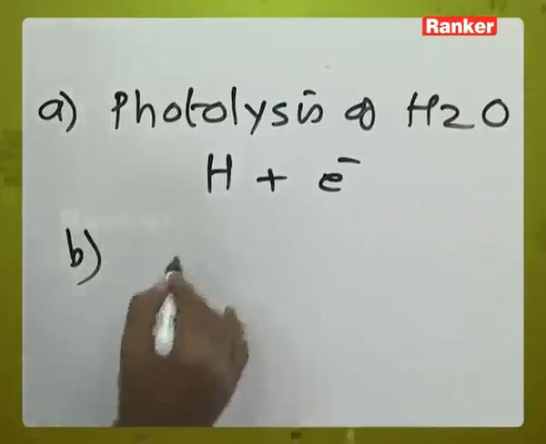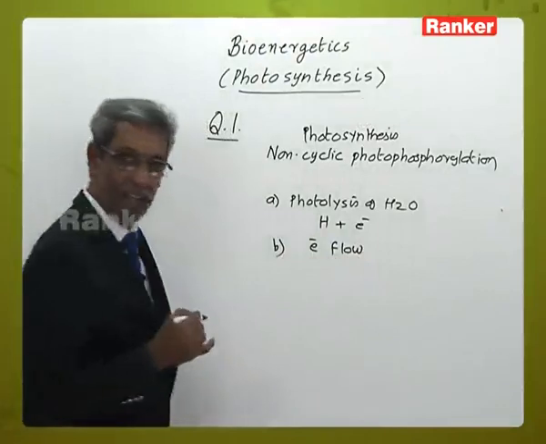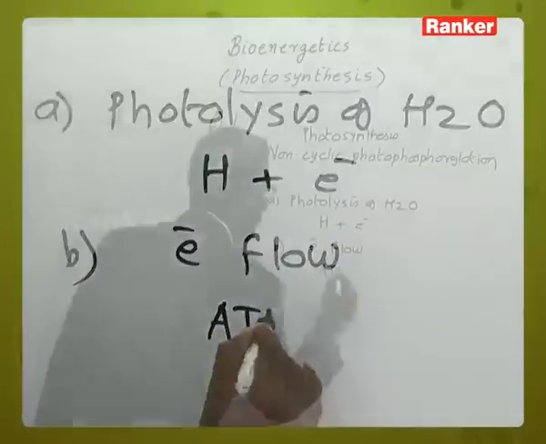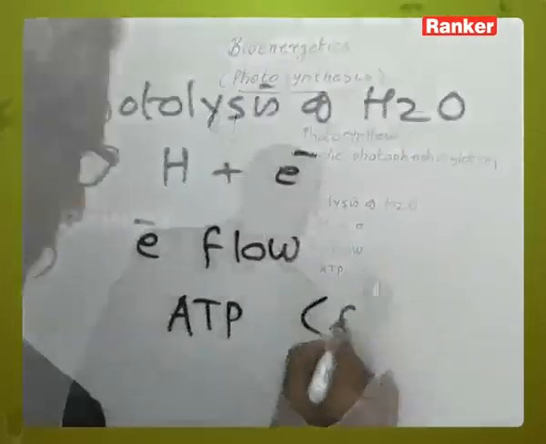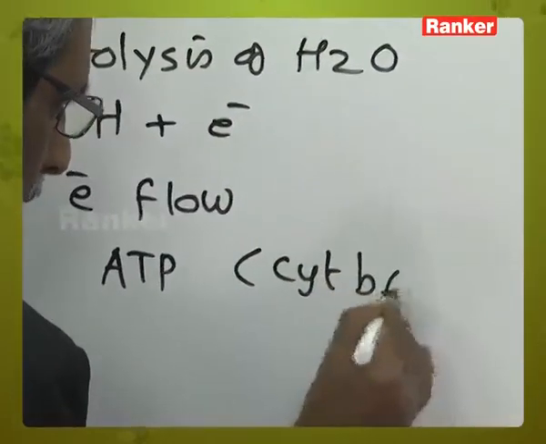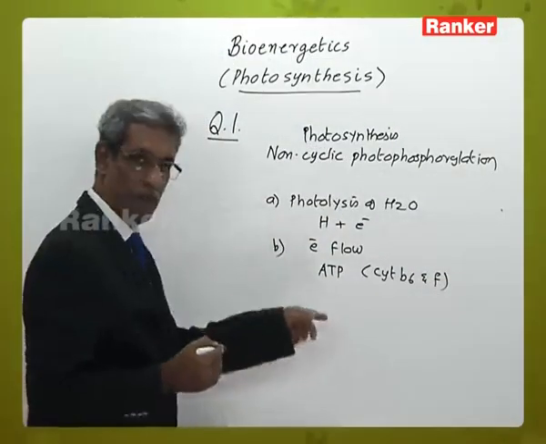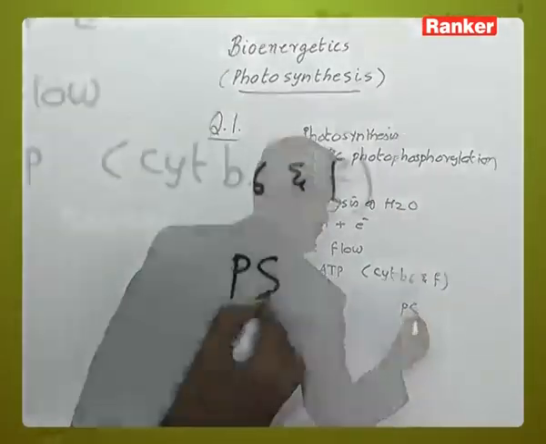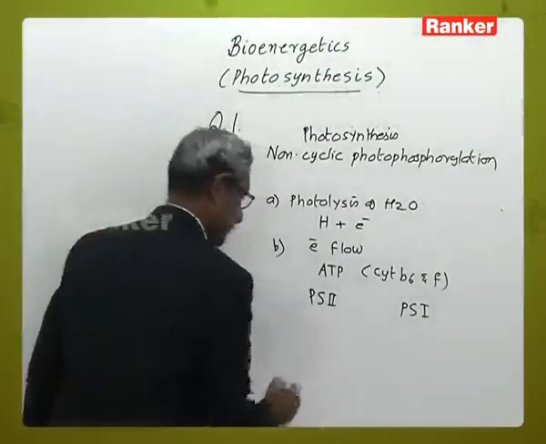Parallel to this, we have the electron flow. When there is an electron flow, there is the formation of ATP. ATP gets formed between cytochrome B6 and F. Third, the electrons are funneled. We have photosystem 1 on one side and photosystem 2 on the other side.